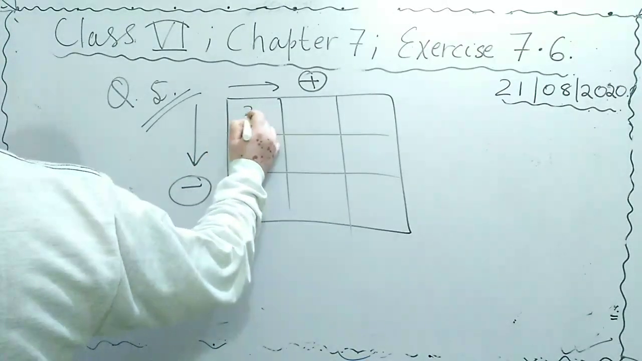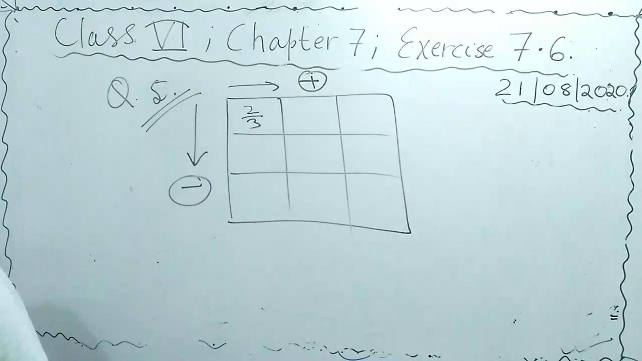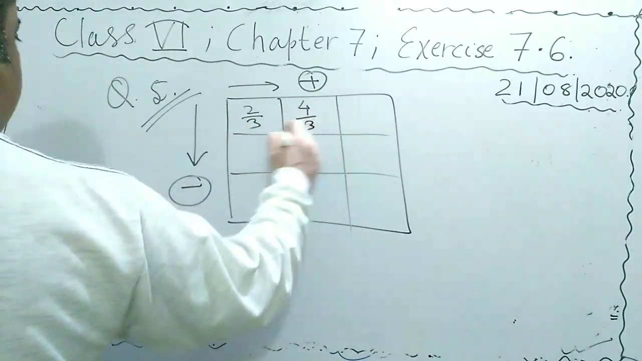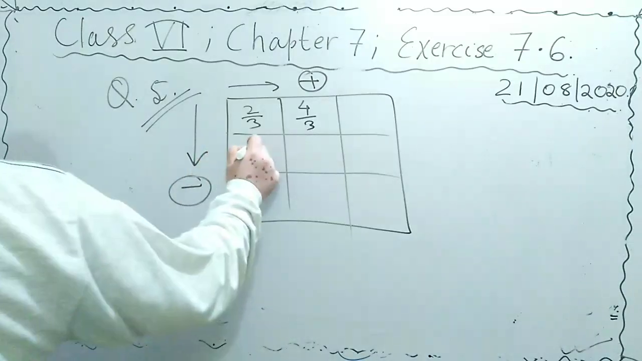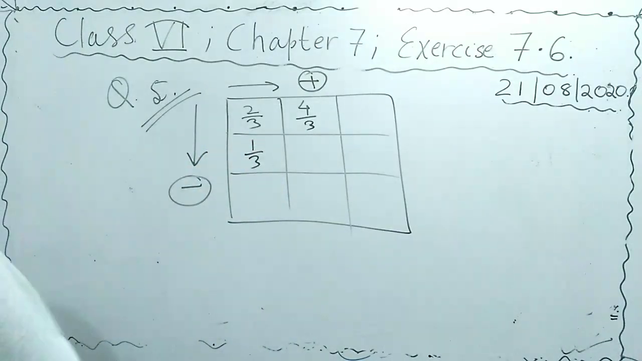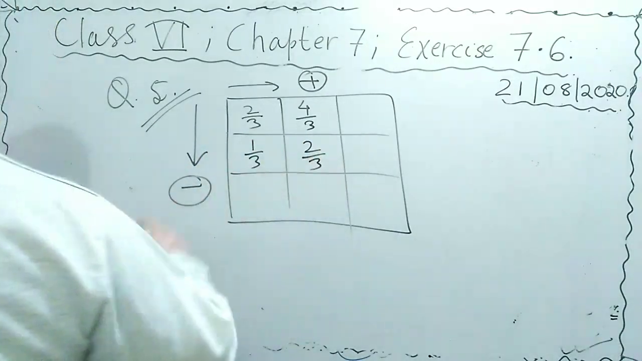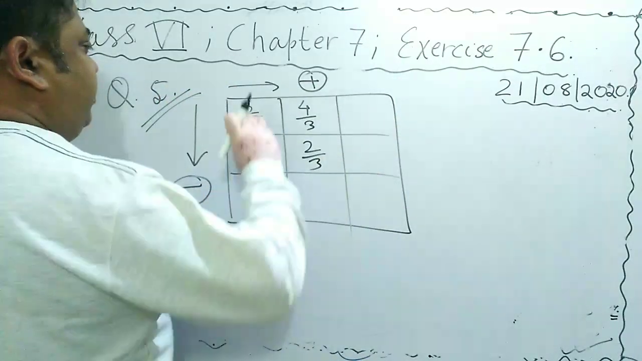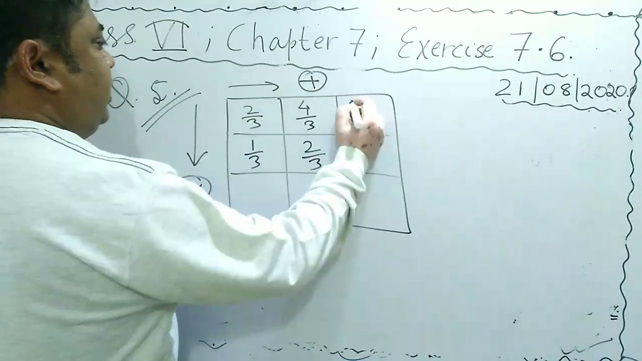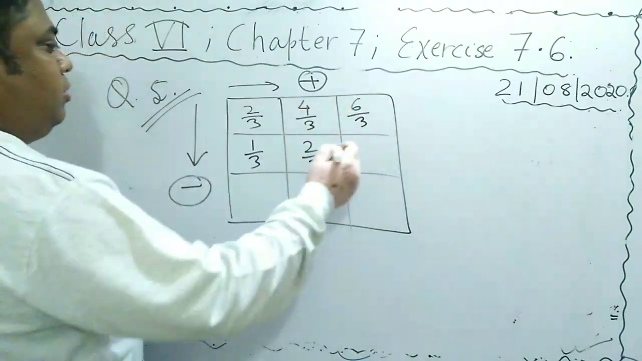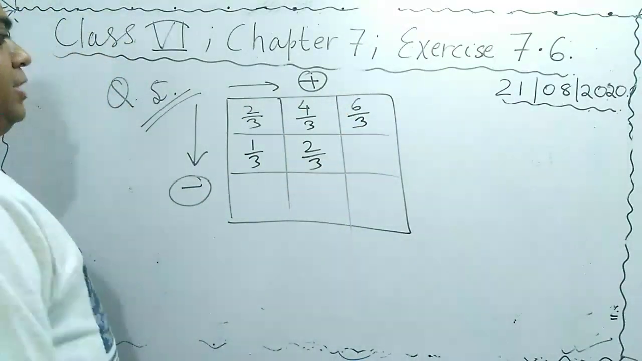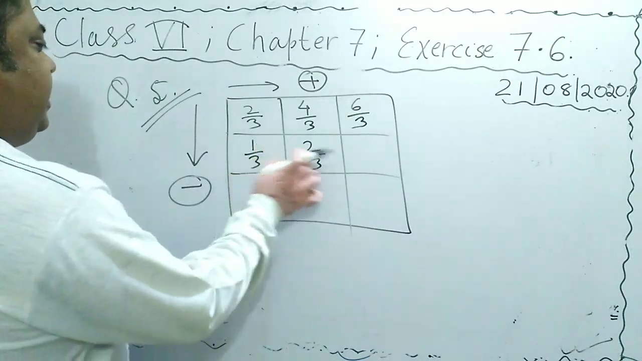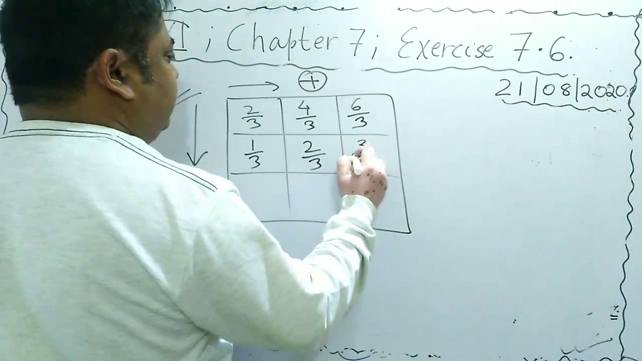यहां पे दिया गया है 2 by 3 और यहां दिया गया है 4 by 3 और यहां दिया गया है 1 by 3, यहां दिया गया है 2 by 3. तो पहले हम ऐड कर देते हैं. ऐड करने पे क्या मिलेगा हमें, इसे इसे ऐड करेंगे तो आएगा 6/3. इसे हम 2 भी लिख सकते हैं बट नो प्रॉब्लम, लेट इट बी 6/3. इसे इसे ऐड करेंगे तो क्या होगा 3/3.